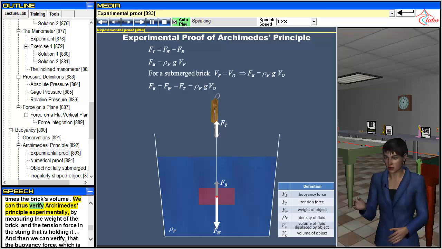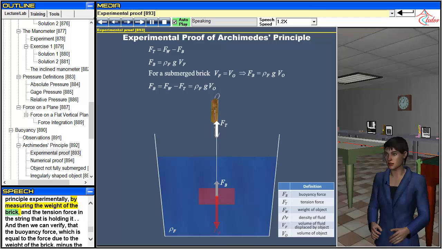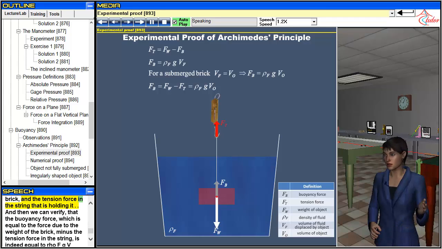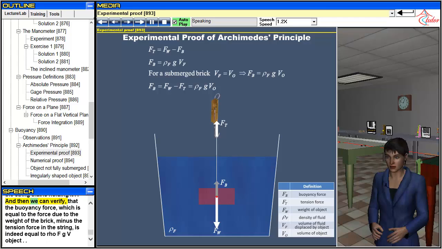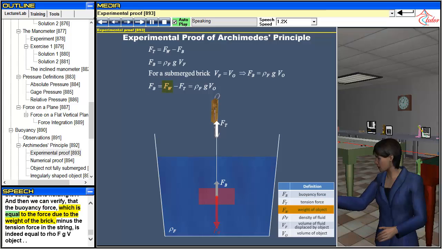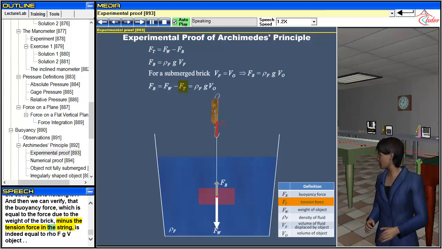We can thus verify Archimedes' principle experimentally by measuring the weight of the brick and the tension force in the string that is holding it. And then we can verify that the buoyancy force, which is equal to the force due to the weight of the brick minus the tension force in the string, is indeed equal to rho f g V object.